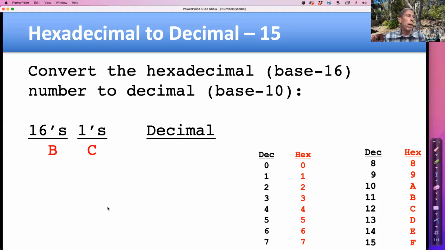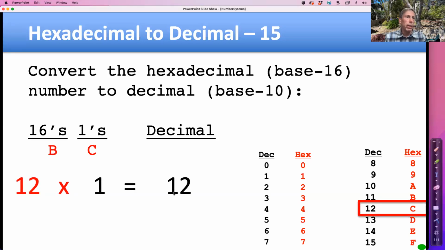Let's do another one. Uh-oh, BC. Okay, this is not hard. We just have to do a little arithmetic. All right, so C 1s. What is C? Well, C is 12. So 12 ones. 12 times 1 is 12.